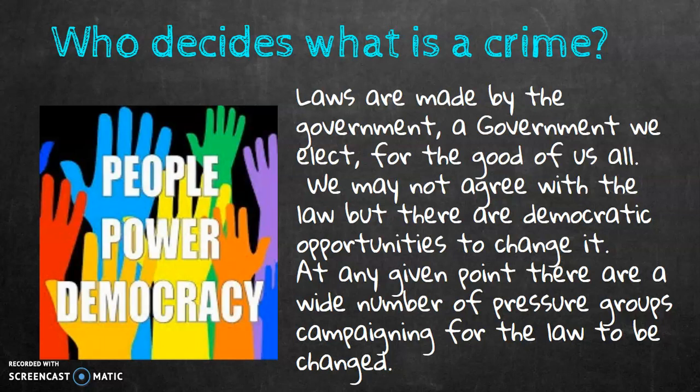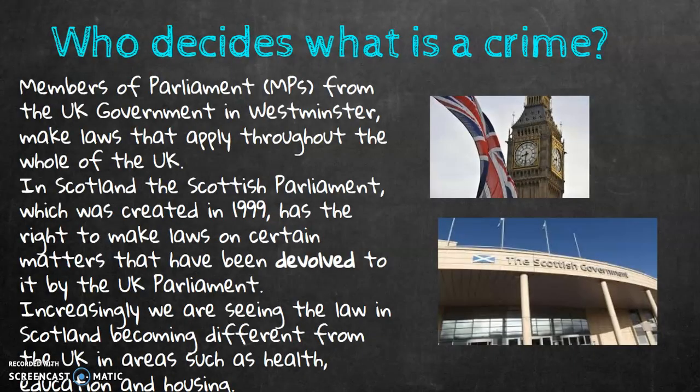So for example, in Scotland there are slightly different laws on certain areas, such as drink driving. The drink driving limit in Scotland is slightly lower than it is in England and Wales. So because it's a devolved power, it's largely the Scottish government that makes laws. Most of the laws are similar between different parts of the UK, but there are a few in Scotland that are only in Scotland and not in other parts of the UK.